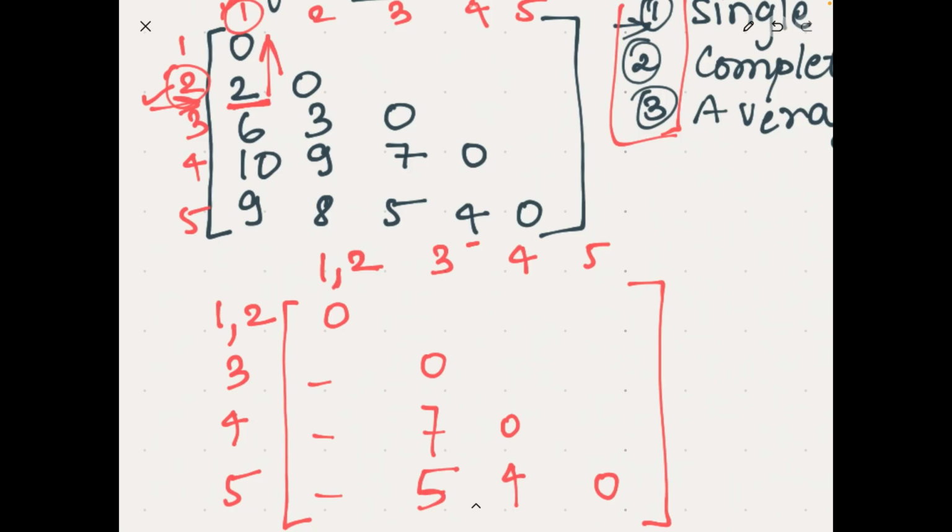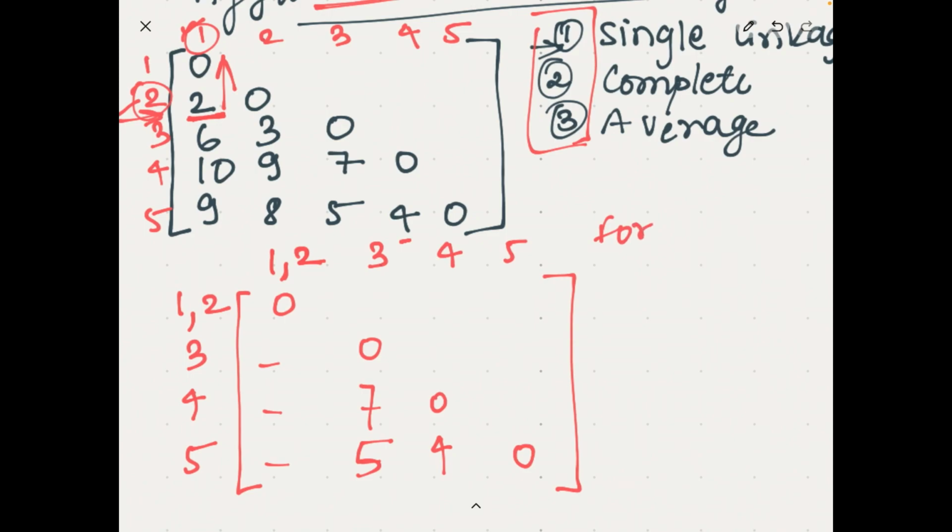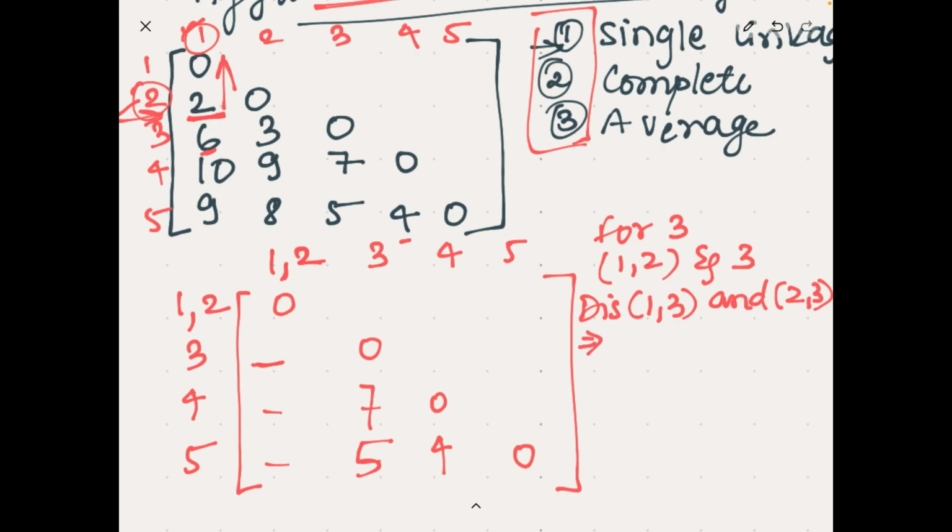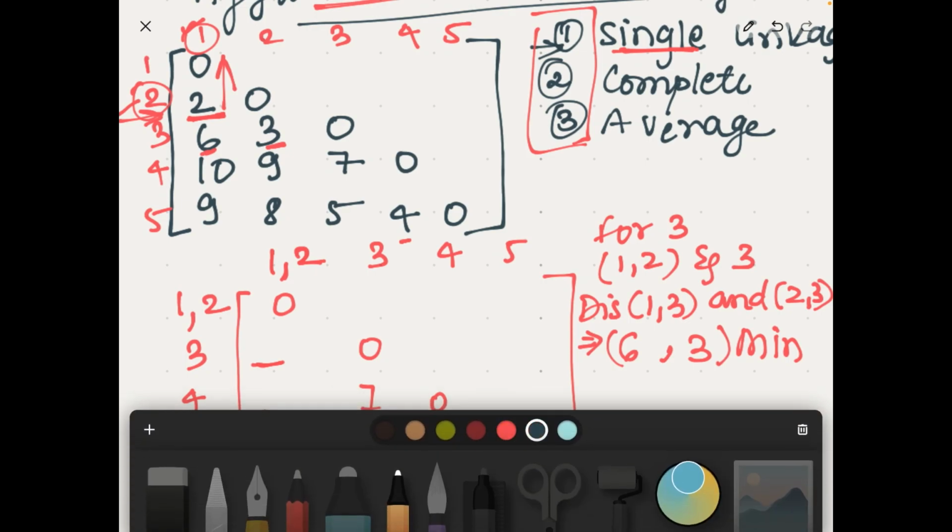Now for finding the value that will come here for 3, you have 1 2 as one unit and you have 3, so I'm going to find the distance of 1 3 and 2 3. Let's see what the values are. 1 3 is going to be this value, that is 6, and your 2 3 or your 3 2 is 3. When we are talking about single linkage, you find the minimum of these two values, and of course in this case, it is going to be 3. So here the value that comes out is 3.